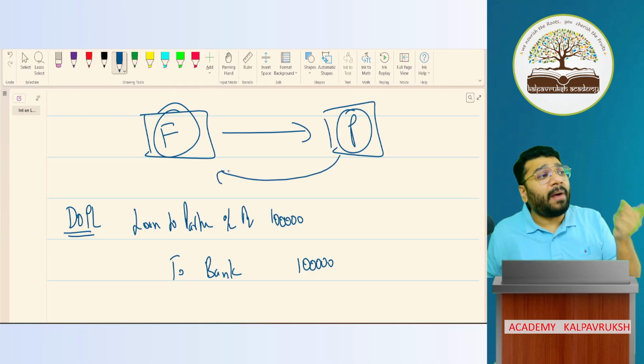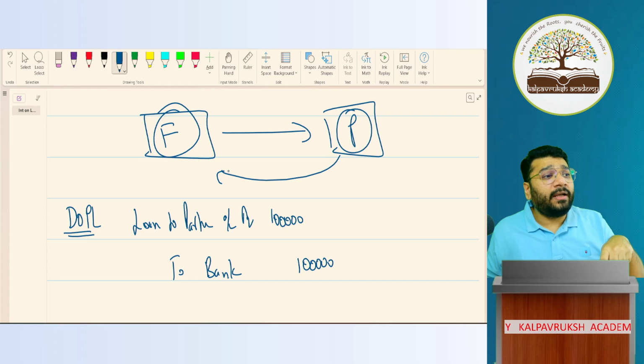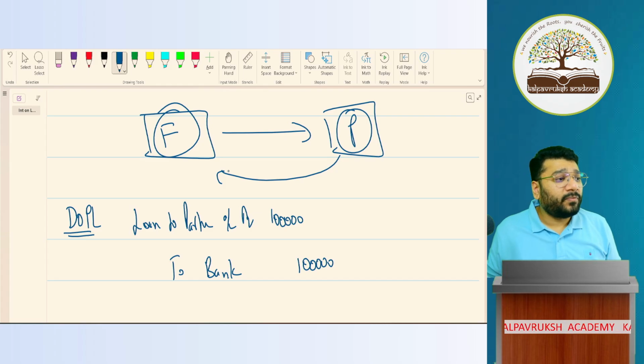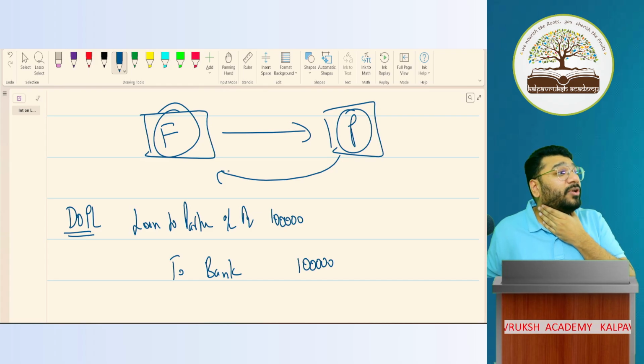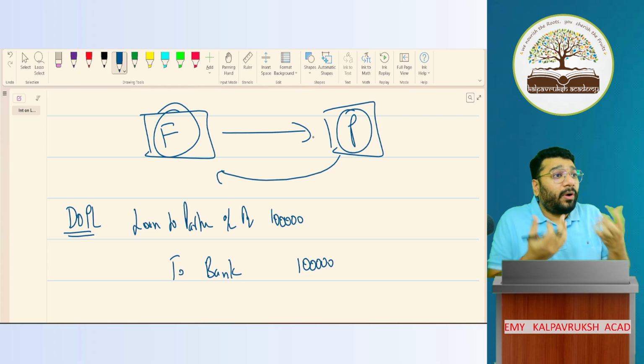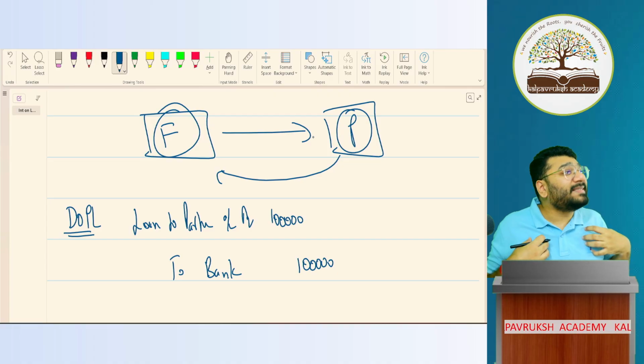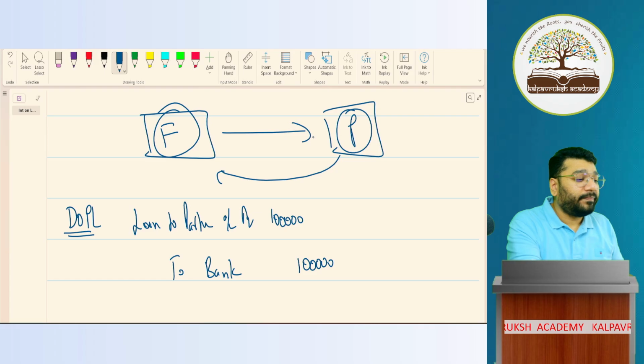Are we accounting from the partner's point of view or the firm's point of view? Firm's point of view. So should the firm record income or expense? The firm should record income. If the partner pays, the firm will receive, no? Any money that I receive is my income. From you, I'm receiving tuition fee. For me, it is income.